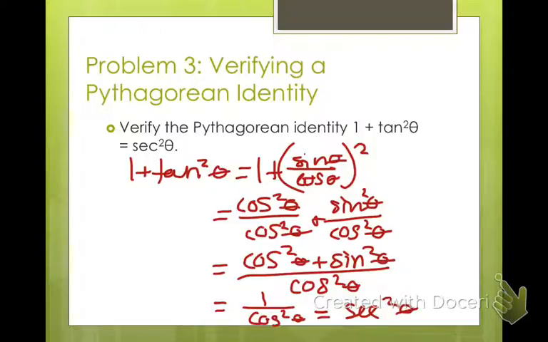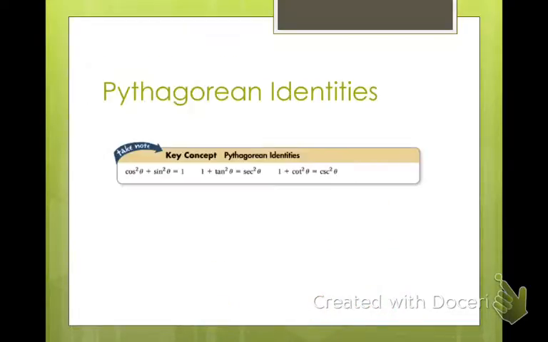Ta-da! Okay, so that's just proving that they're true. These are the Pythagorean identities. You will have to memorize these as well. So make sure you commit those to memory.